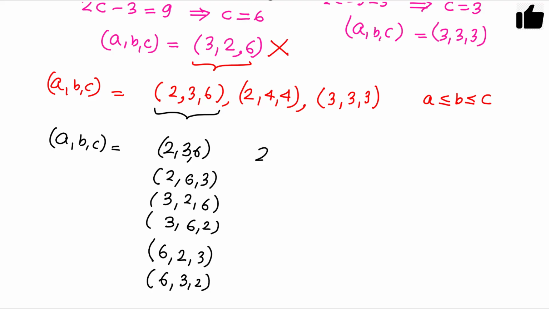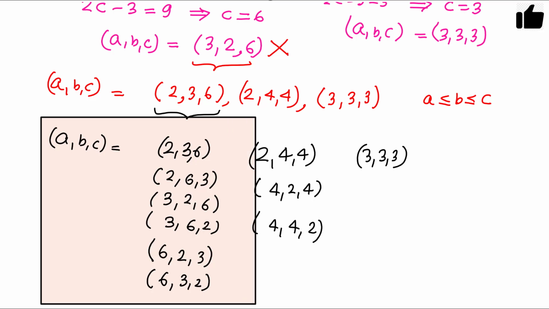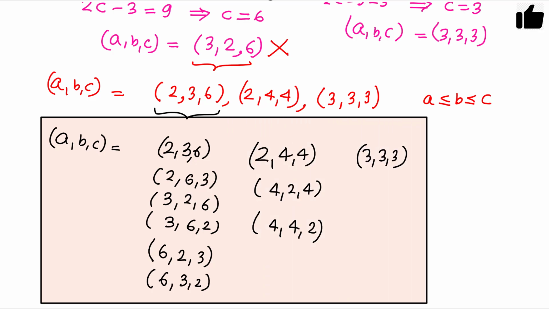Now for 2, 4, 4, you will have 2, 4, 4, or 4, 2, 4, or 4, 4, 2. And for 3, 3, 3, there is only one possibility. So there are a total of 10 solutions possible for this problem. So there are 10 ordered pairs of ABC that are possible.